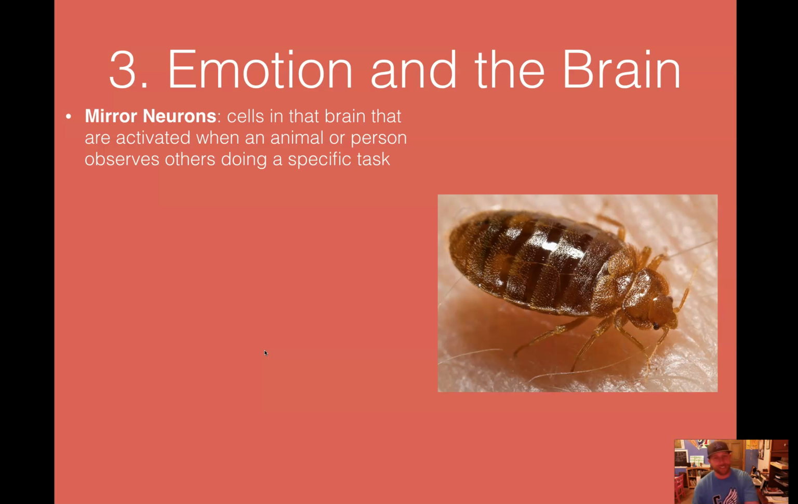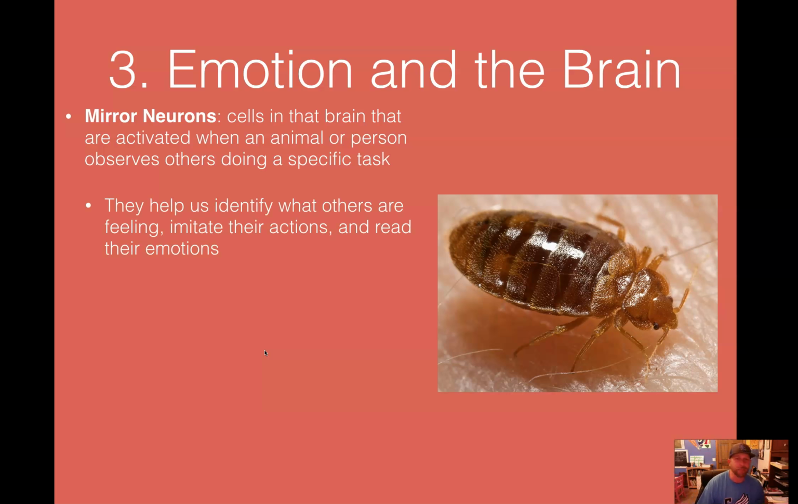Now, mirror neurons are cells in the brain that are activated when an animal or a person observes others doing a specific task. So they help us identify when others are feeling. We imitate their actions. We can read their emotions. We get a sense when someone's in pain. We get a sense when someone's happy or they're hurt.